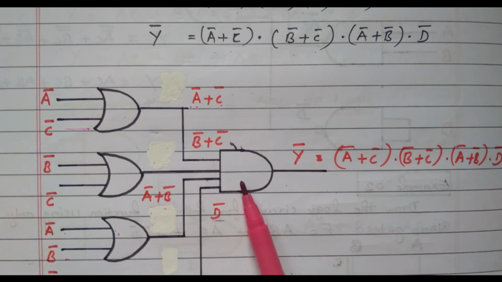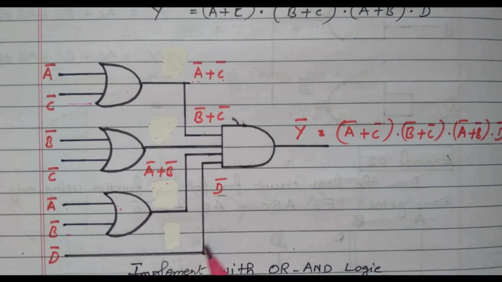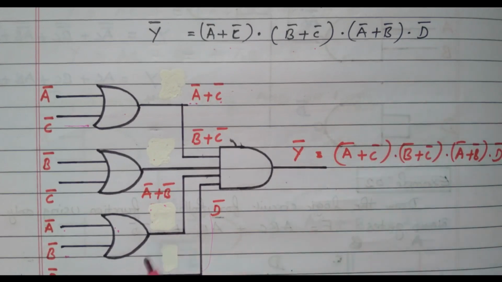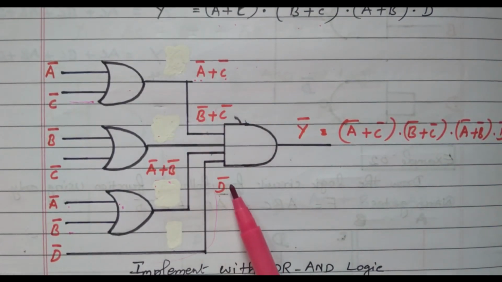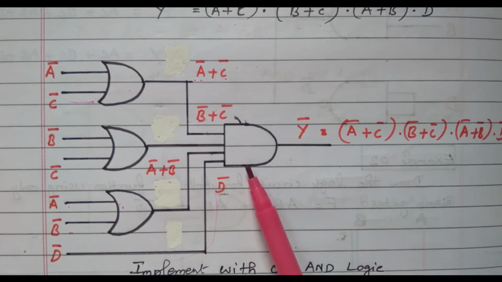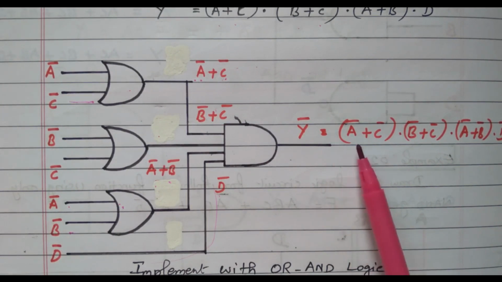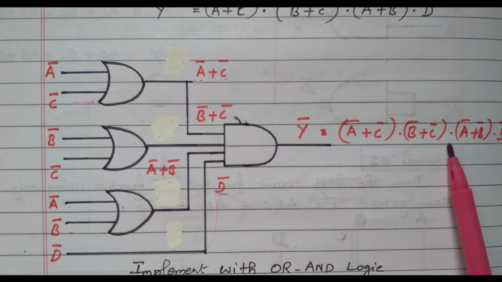So these three outputs are given to one more AND gate in order to get the multiplication. One more input, D bar, is also given, since the fourth term is available as D bar. So these four terms will be multiplied. The output of this AND gate is nothing but the multiplication of four terms: Y bar equal to A bar plus C bar into B bar plus C bar into A bar plus B bar into D bar.